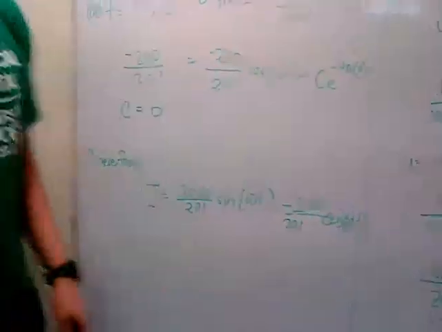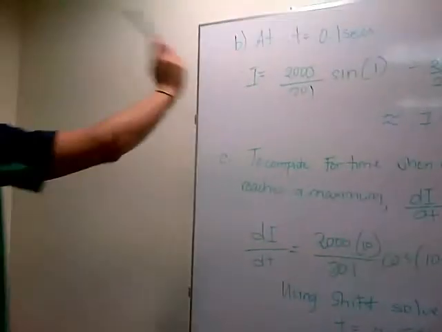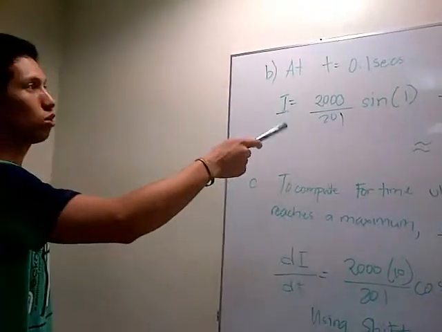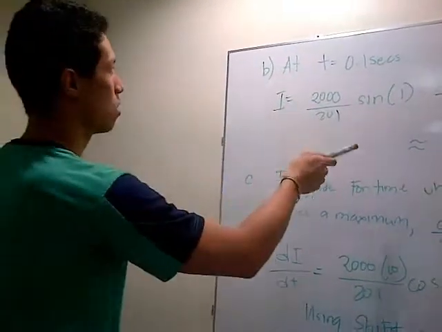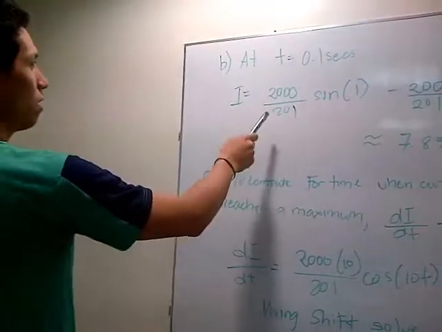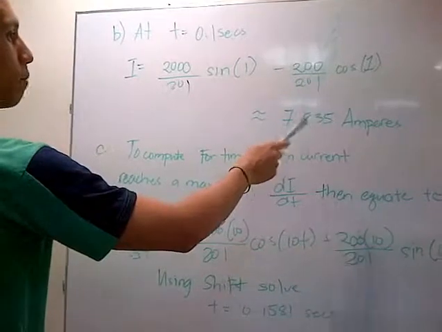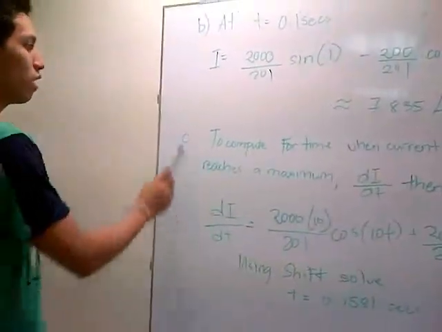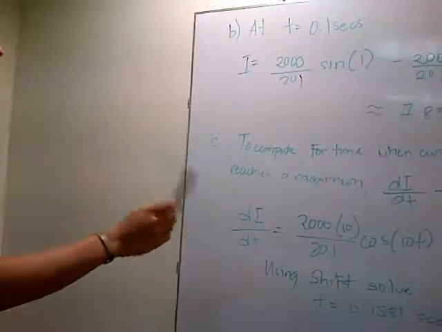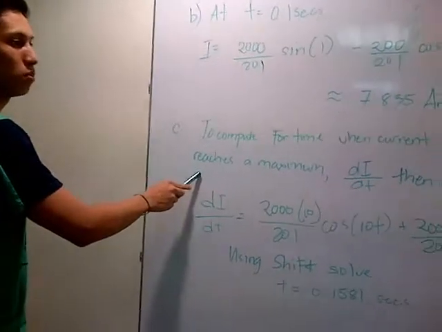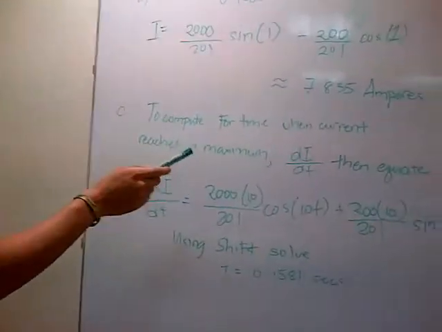cosine 10t. So for letter B, you're looking for the current at t equal to 0.1 seconds. You just plug it in, then you'll get the value of 7.835 amperes.